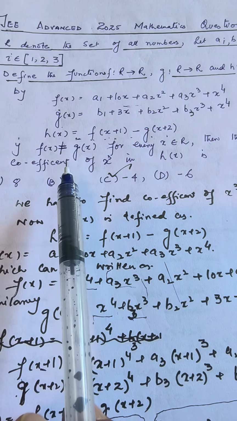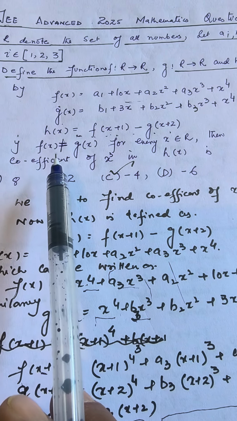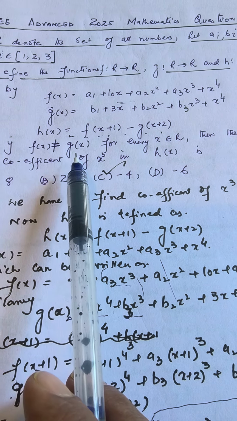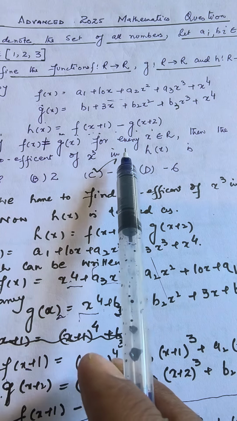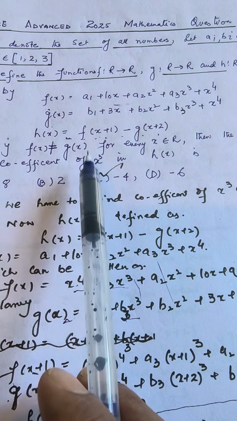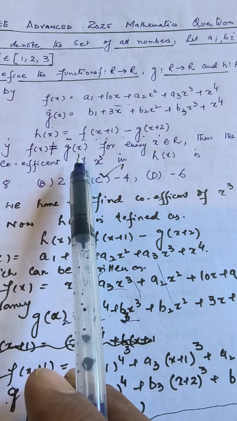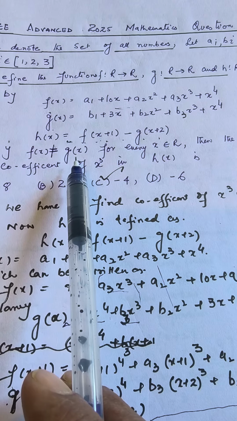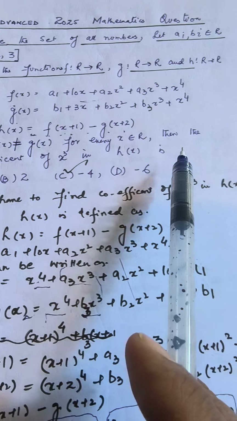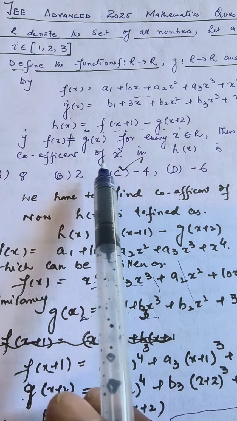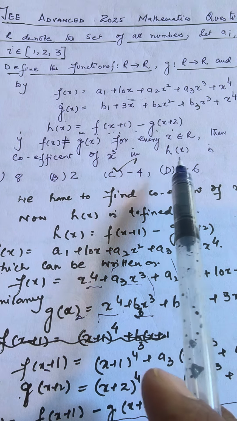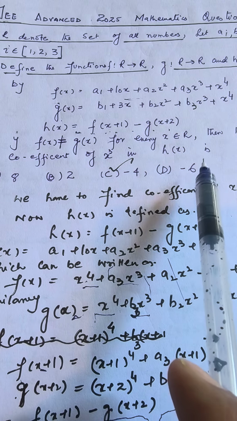Also, we have been given that f of x is not equal to g of x for every x belonging to R. That means for every value of x, f of x is not equal to g of x. Our question is then: the coefficient of x square in h of x is. So this is our problem.